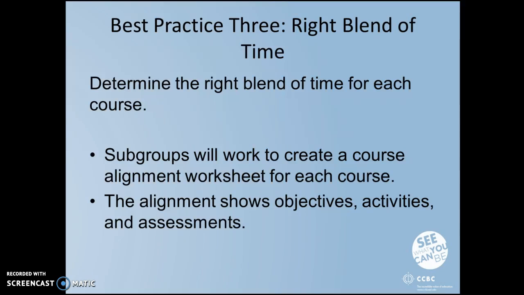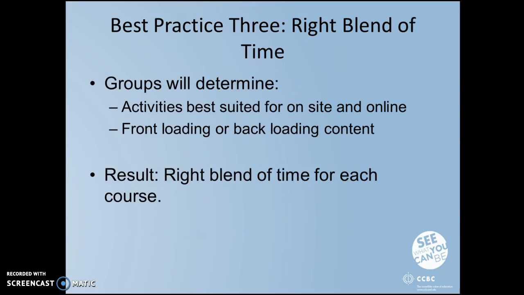And then the third best practice is finding the right blend of time. And the way that we would do this is the subgroups will work on creating course alignment worksheets, and so to make sure that the objectives, activities, and assessments align, and then to look at what activities would be best suited for on-site and what would be for online. And we'd also look at front-loading versus back-loading. In other words, what do we have to teach students face-to-face, or what needs to be done face-to-face so that they can learn online, or what can students do online to learn and then apply it in the on-site part. So the result will be the right blend of time for each course.